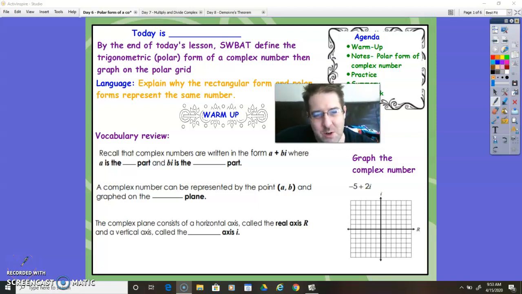Phelps with Precal. This is Unit 4, Topic 3, Lesson number 6. We're going to be writing complex numbers in polar form, or otherwise called trigonometric form, which you see right here.